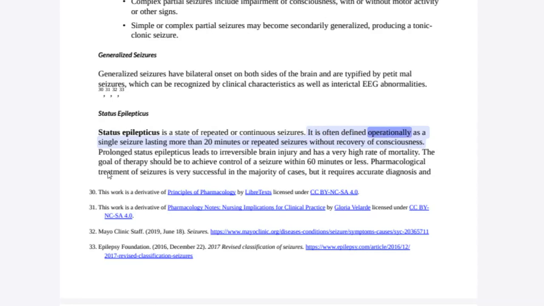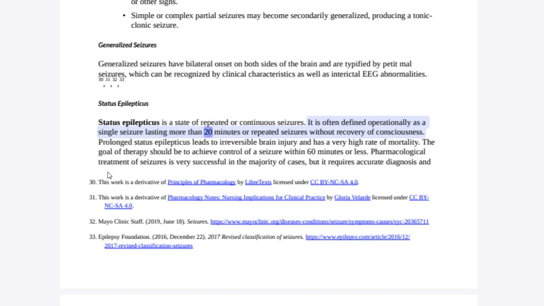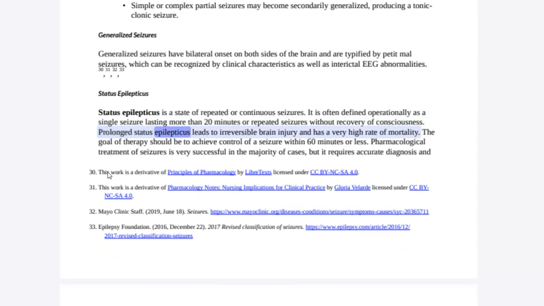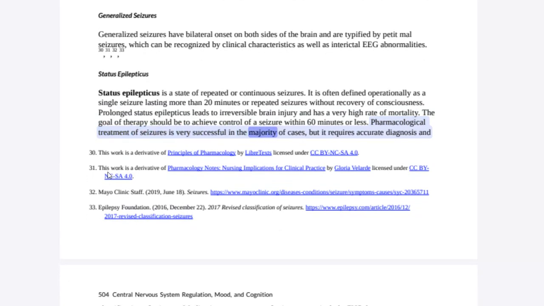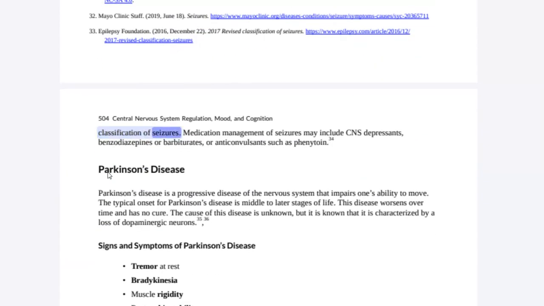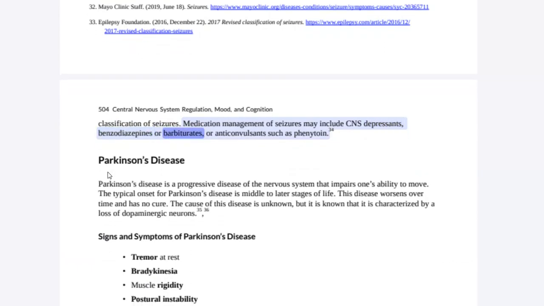It is often defined operationally as a single seizure lasting more than 20 minutes, or repeated seizures without recovery of consciousness. Prolonged status epilepticus leads to irreversible brain injury and has a very high rate of mortality. The goal of therapy should be to achieve control of a seizure within 60 minutes or less. Pharmacological treatment of seizures is very successful in the majority of cases, but it requires accurate diagnosis and classification of seizures. Medication management of seizures may include CNS depressants, benzodiazepines or barbiturates, or anticonvulsants such as phenytoin.